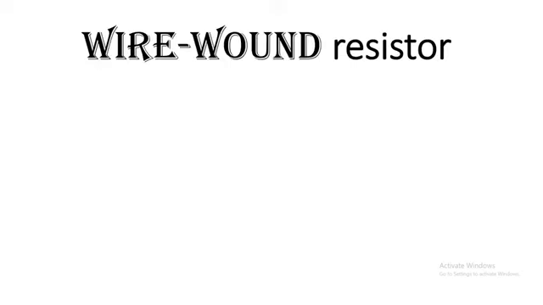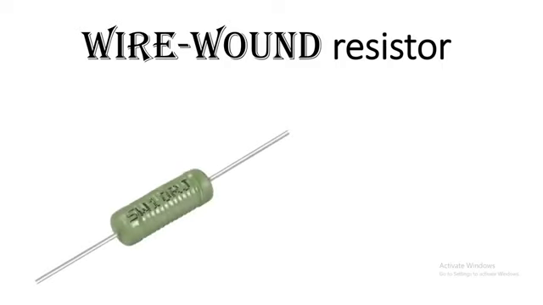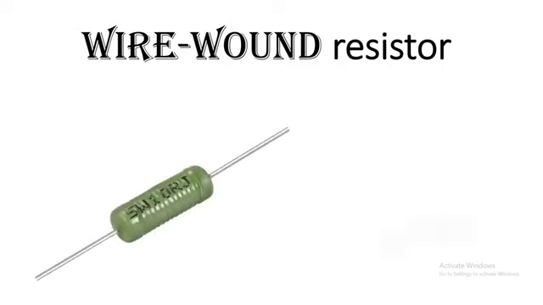The third type of fixed resistor is the wire wound resistor. A wire wound resistor looks like this. This resistor is large in size. The value of this resistance is written on the body of the resistor. This is a very powerful resistor. We use this resistor in high voltage circuits. It means this resistor controls high wattage, high currents, and high voltage.